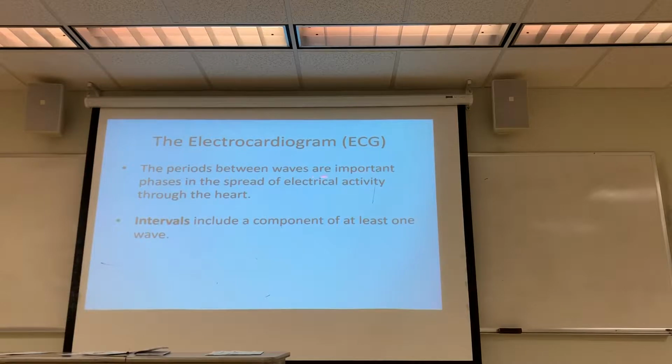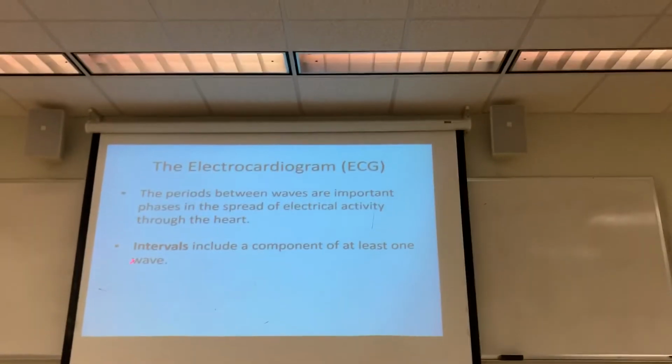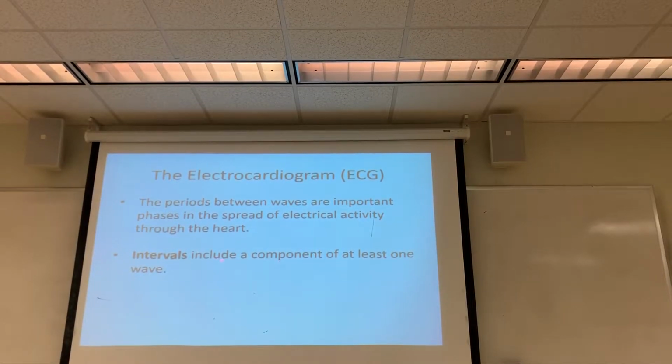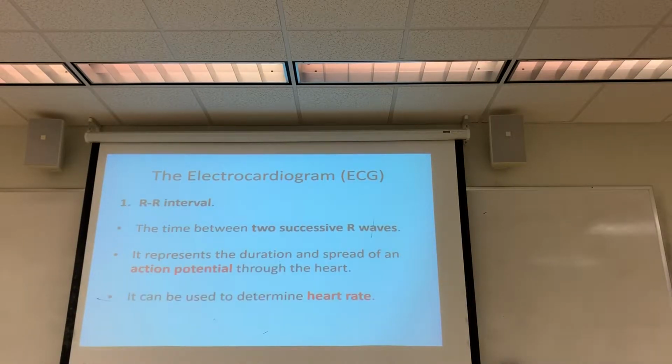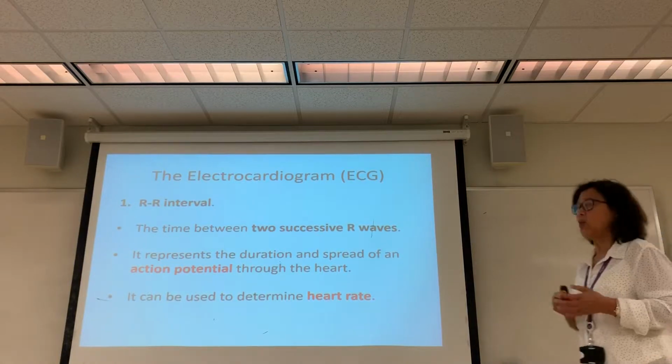So the EKG is made of periods of waves, which is important. This is the electrical activity of the heart. Intervals include the component of at least one wave. Between one wave and another wave and another wave there is always meaning. So what's happening in your heart? It's the pressure in your heart, the flow of the blood in your heart, and the condition of your cardiac muscles in your heart.